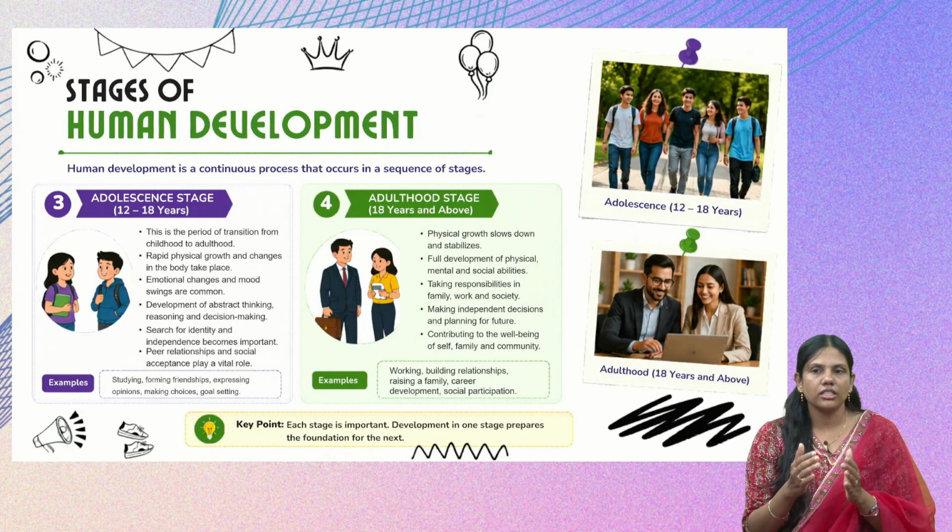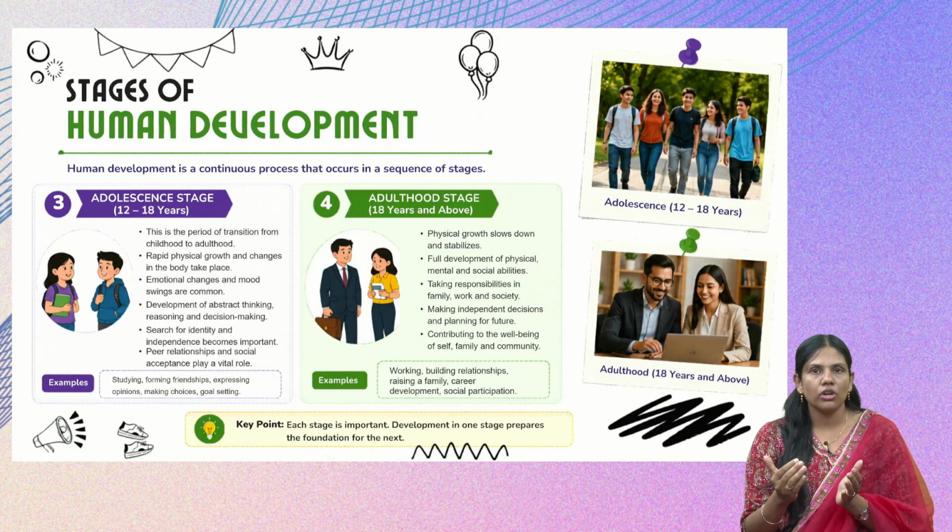Then the adulthood stage, that is 18 years and above. Here the physical growth actually slows down and is more stabilized, and full development of physical, mental and social abilities takes place. After reaching adulthood, the person tries to take responsibility for family, work and society, makes independent decisions for the future, and contributes to the well-being of self, family and community. Examples: working, building relationships, raising a family, career development and social participation.